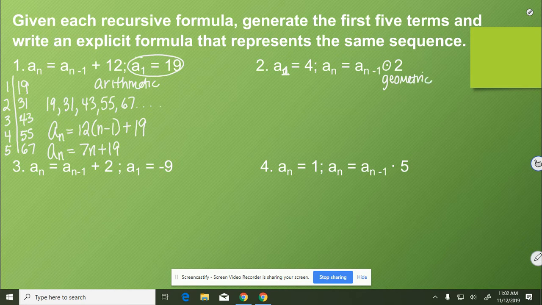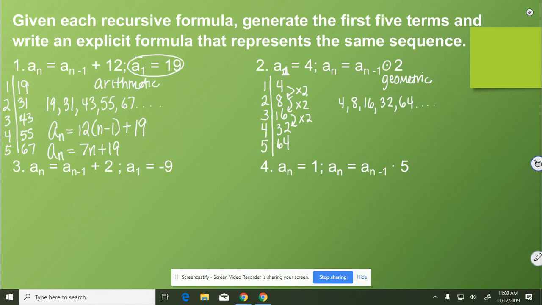All right, so now we start with the first term being 4, and we multiply by 2 repeatedly to get the next couple terms. So the second term would be 8. The third term would be 16. The fourth term would be 32. Remember, I'm just multiplying by 2 each time. And then the fifth term would be 64. Or I could write that out: 4, 8, 16, 32, 64, dot, dot, dot.